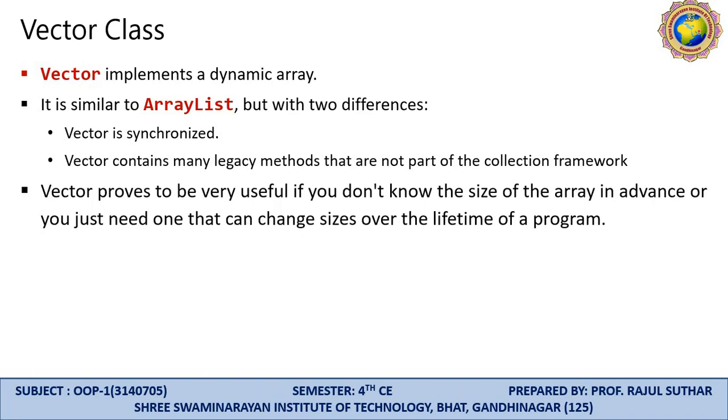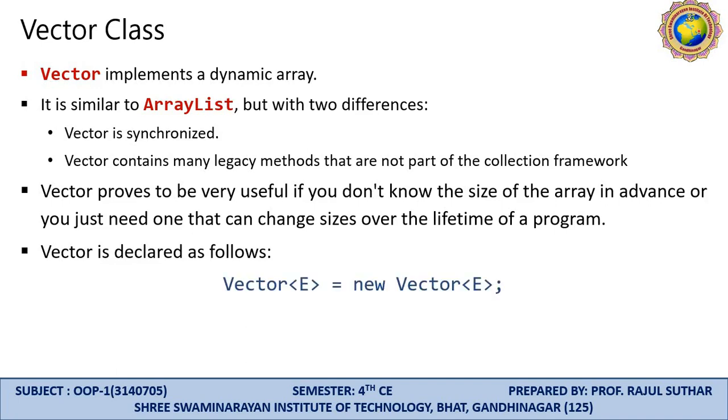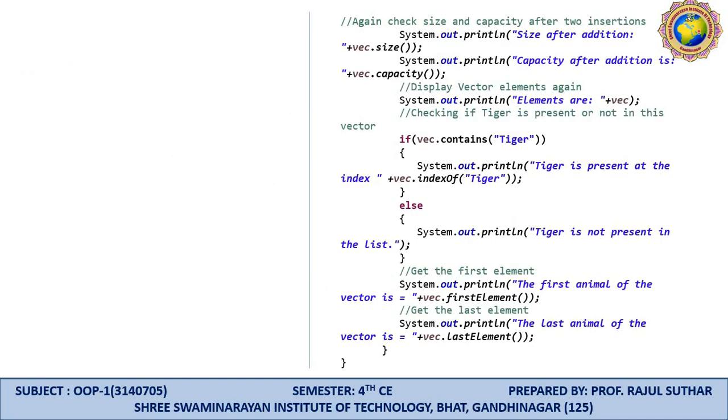Vector proves to be very useful if you don't know the size of the array in advance, or you just need one that can change size over the lifetime of a program. Vector is declared like this: Vector<E> v = new Vector<E>().